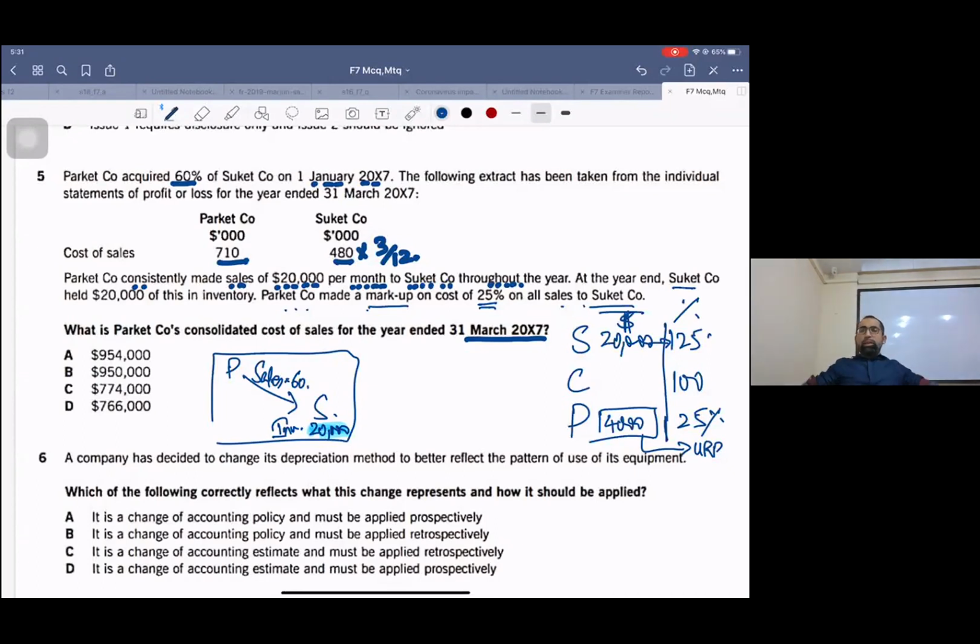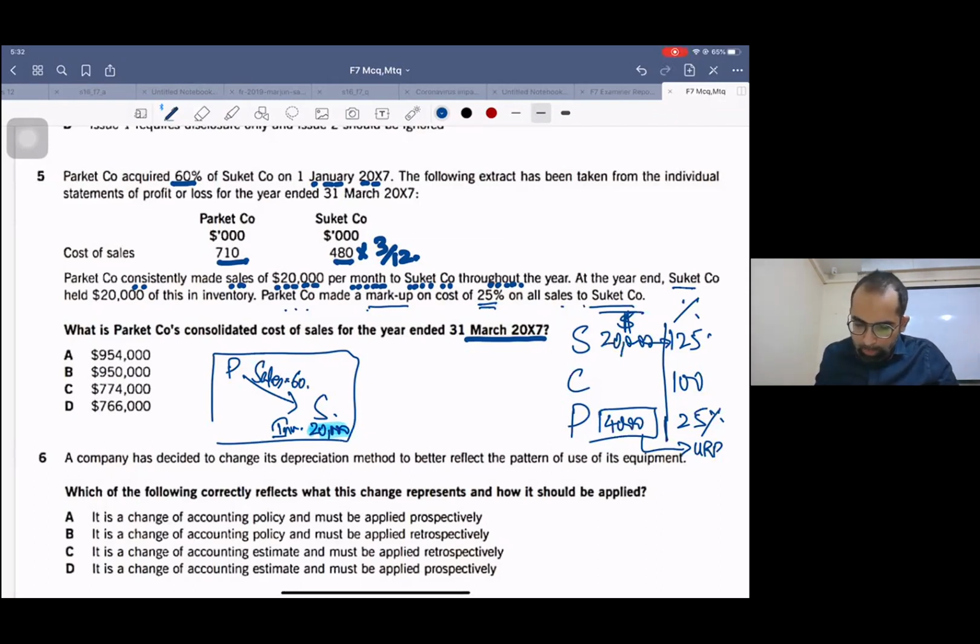Now, can anybody tell me the steps of the income statement for P2S sale of inventory? For P2S sale of inventory, there are only two steps. Number one, whatever is the amount of transaction between P and S, just deduct it from consolidated sales and consolidated cost of sales. First step. The second step is URP is added in consolidated cost of sales.